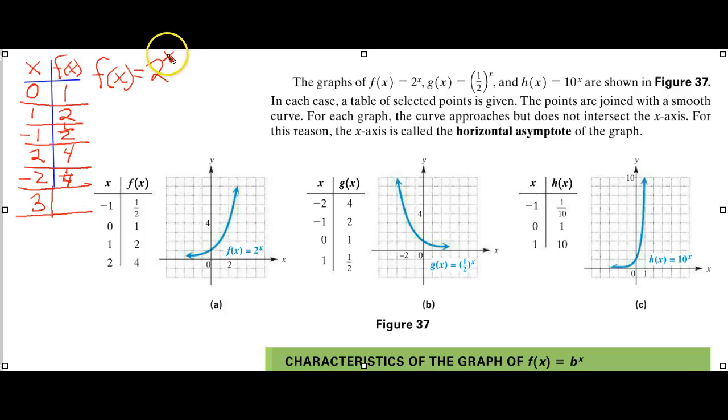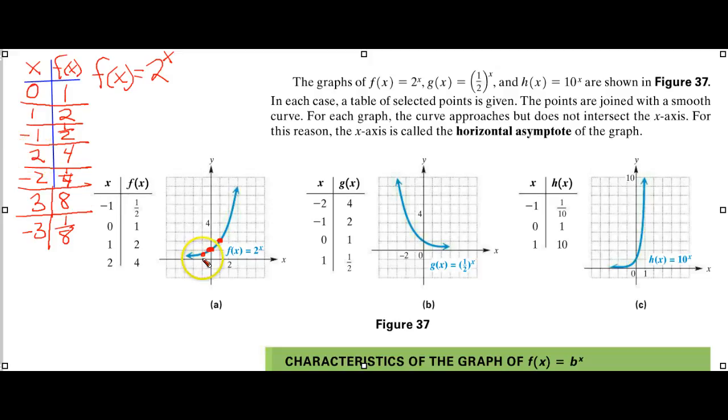2 to the third power, that would be 2 times 2 times 2, which is 8. And for a negative 3, that would be 1/8. So now we plot these points. So x is 0, y is 1, right there. X is 1, y is 2, right there. X is a negative 1, we go over negative 1, y is a half, right there.